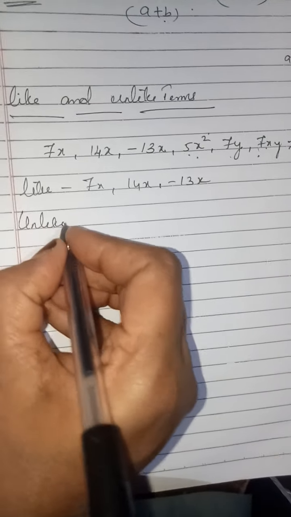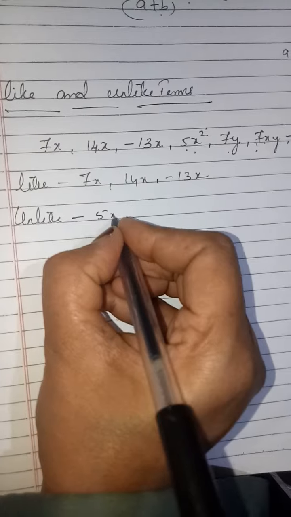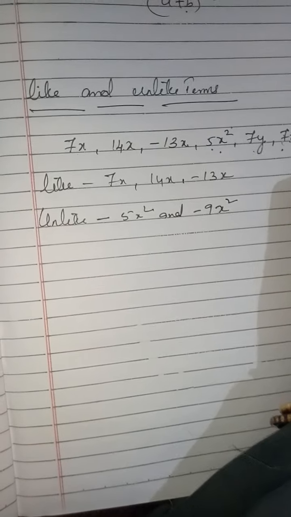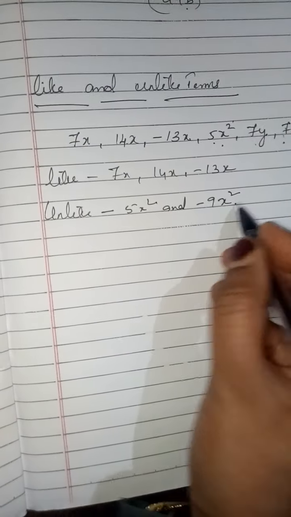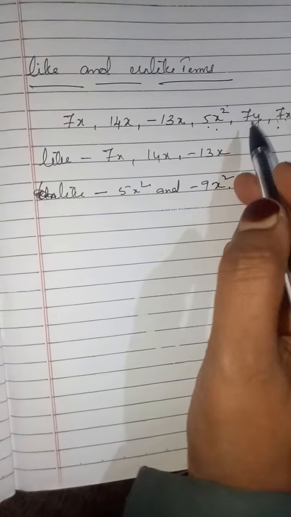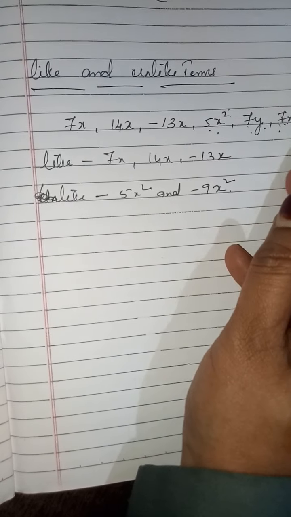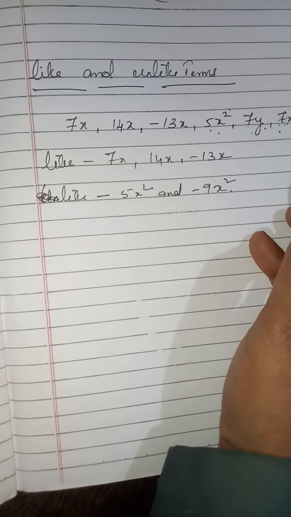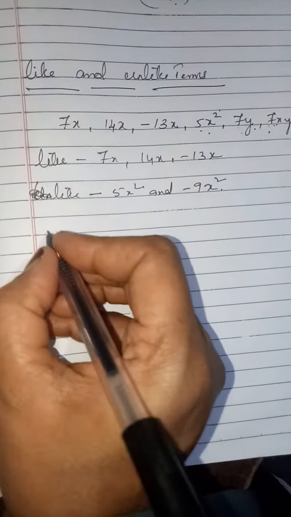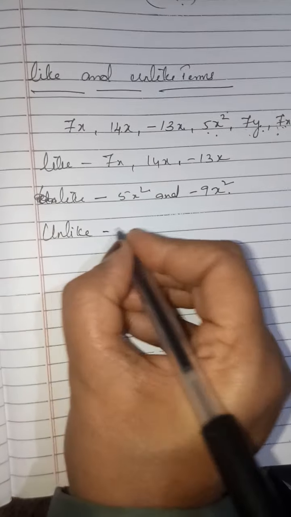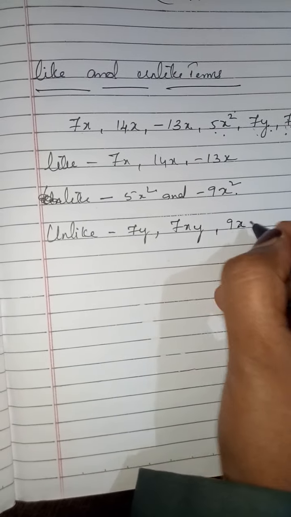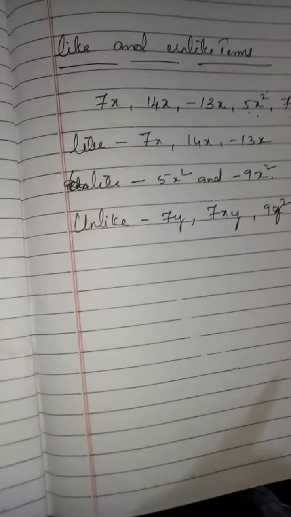Which are the unlike terms here? If you see 5x square and minus 9x square, these are the like terms. And what about here? If you see 7y, 5, and 9x square, those we cannot call like terms. Unlike terms. Which are those unlike terms? If you see here, it is 7y, 7xy, 9y square. All these are the unlike terms.